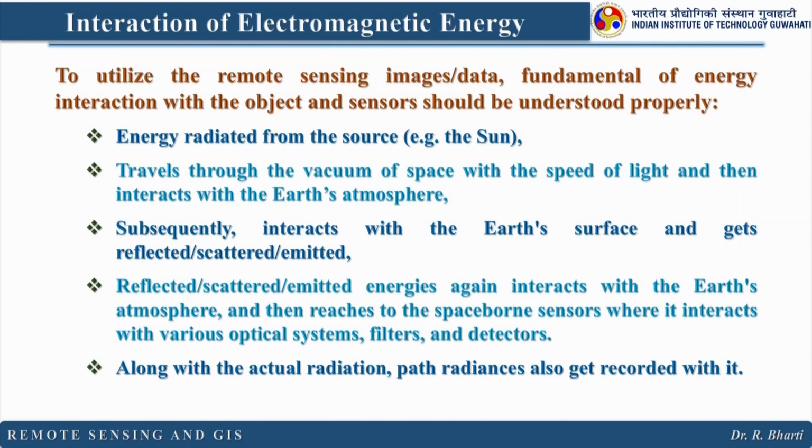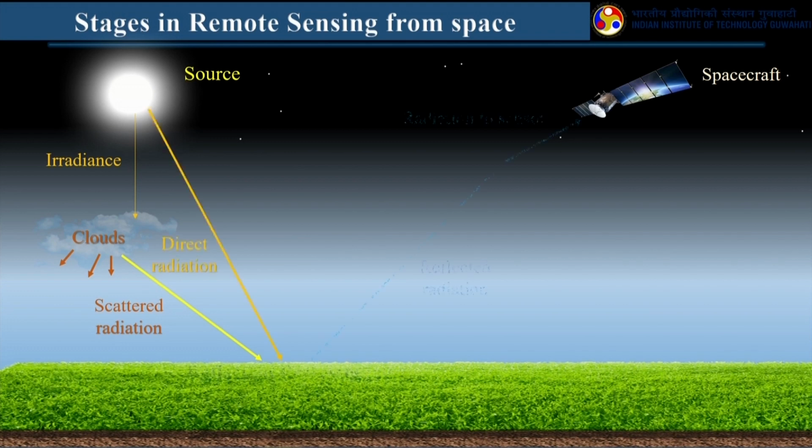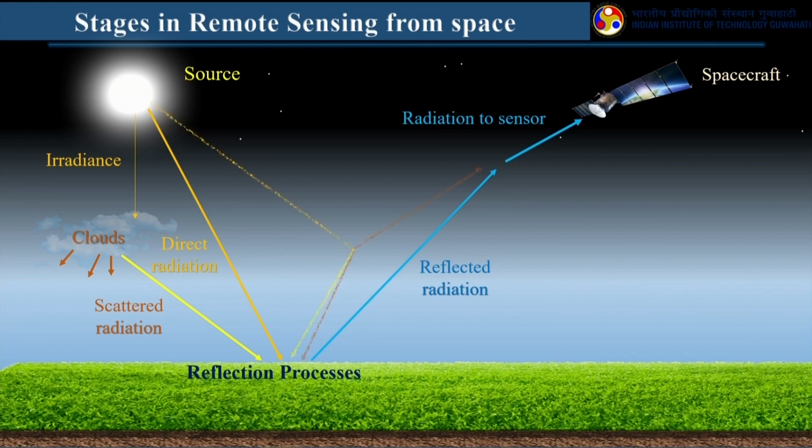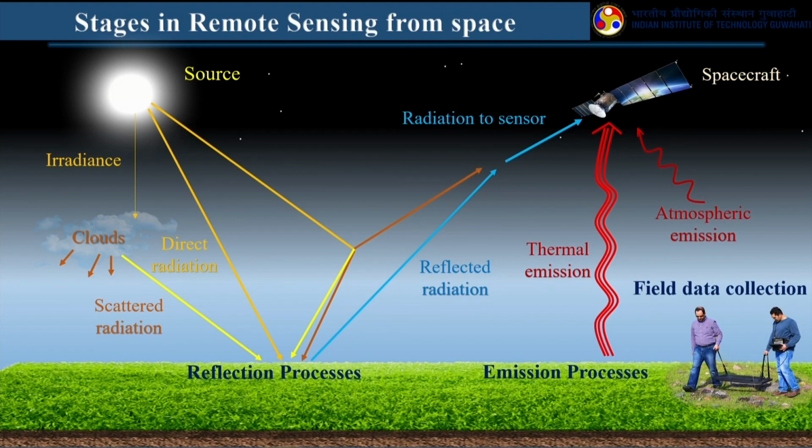Next, the reflected, scattered or emitted energy again interacts with the Earth's atmosphere and then reaches the space-borne sensor, where it interacts with various optical systems, filters and detectors, and subsequently gets recorded. I will explain this here. This is our source, which irradiates our surface, and in between there are clouds and atmosphere. So it always interacts with them, and then some of the energy comes directly to our surface. This is the overall phenomenon.